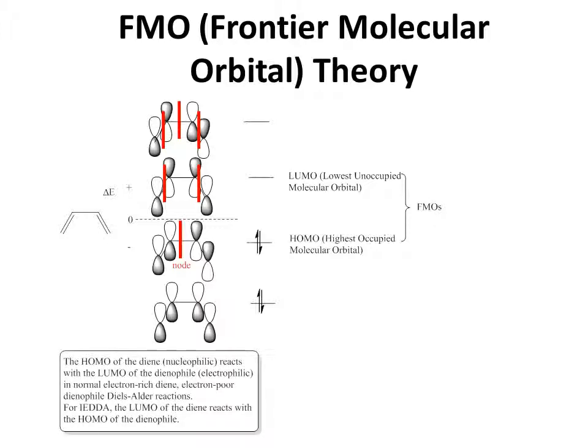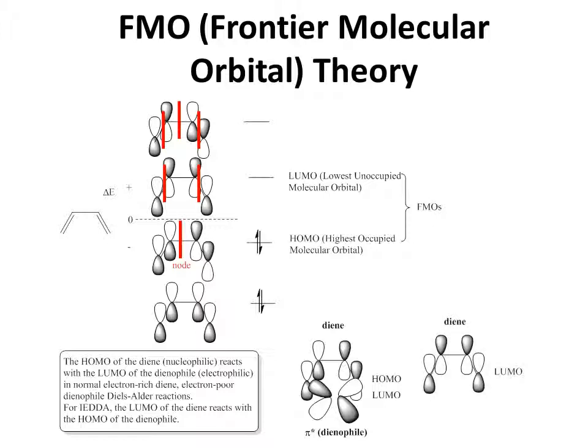The HOMO of the diene is nucleophilic and reacts with the LUMO of the dienophile, which is electrophilic, in a normal electron-rich diene, electron-poor dienophile Diels-Alder reaction. For inverse electron demand Diels-Alder, the LUMO of the diene reacts with the HOMO of the dienophile. In this situation, the diene is electron poor and the dienophile is electron rich.